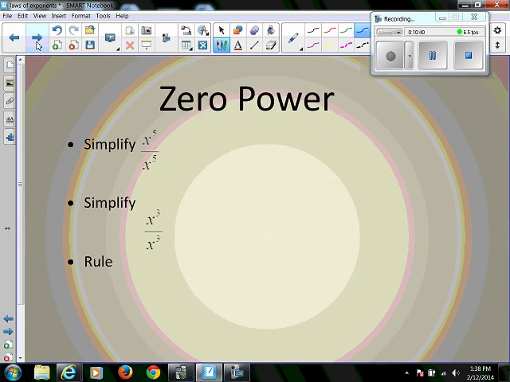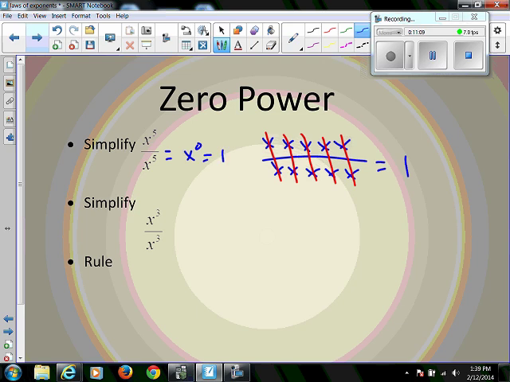Okay. This one looks like one we've already had. 5 minus 5 is 0. Let's look at that. We have 5 x's. What happened to them? They all canceled out. I was left with none. And we know x divided by x is 1. So all we had was 1's here. So this is 1. So x to the 0 is 1.